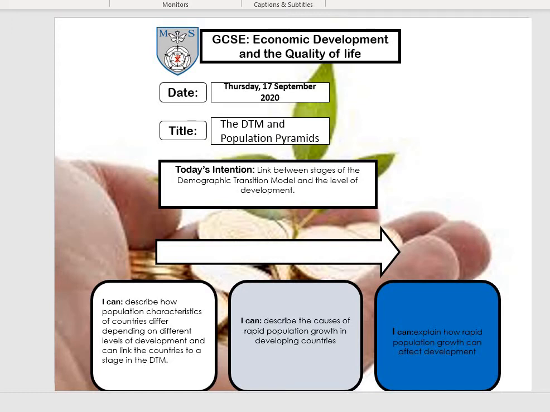Hello Year 11, this is our second lesson on the demographic transition model and population pyramids, and how they relate to each other and also how we can relate them to development over time. This picks up at exactly the point that we left off, whether you were already isolating or you've only just started to. So we'll do a quick recap first.